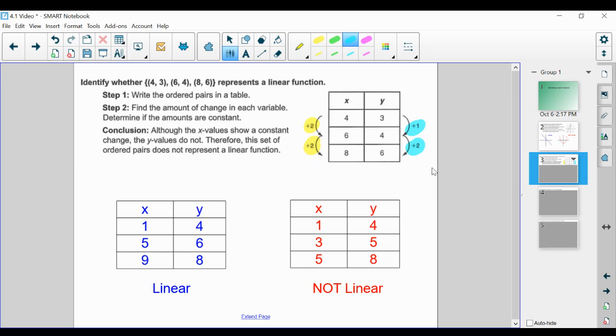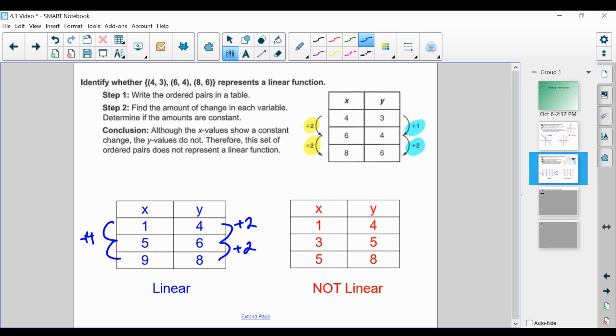But let's go through two more examples. Over on the left, we have a linear function, and over on the right, we do not have a linear function. And the reason being is if we look at the change in our x, 1 to 5 and 5 to 9, we're adding 4 each time, so that's good. Well, from 4 to 6, we're adding 2. 6 to 8, we're adding 2.